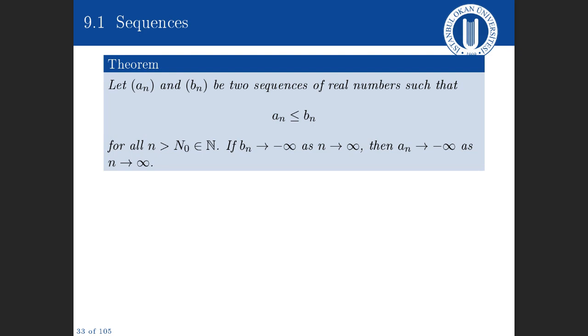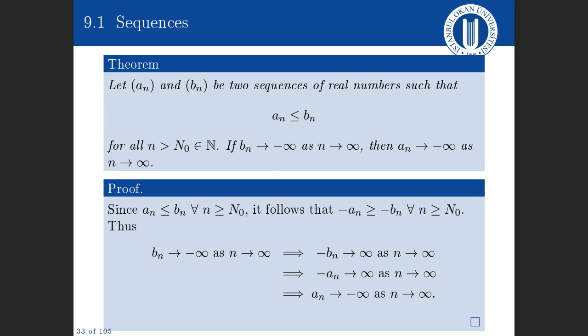Another theorem, almost the same as the previous one. Let's suppose we've got two sequences, and let's suppose an is always less than bn. It doesn't have to be true at the start of the sequence. We don't care what happens at the start of the sequence, but at the end of the sequence we want this to be true. After some number n0, we want this to be true. If the bigger sequence, the bn, tends to minus infinity, then the smaller sequence must also tend to minus infinity.